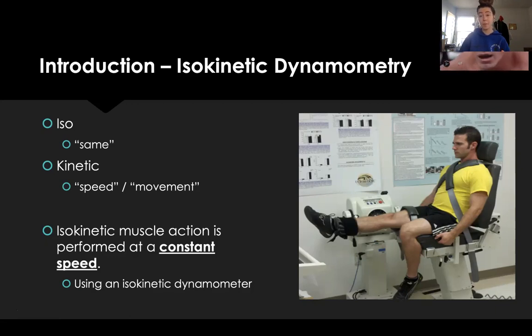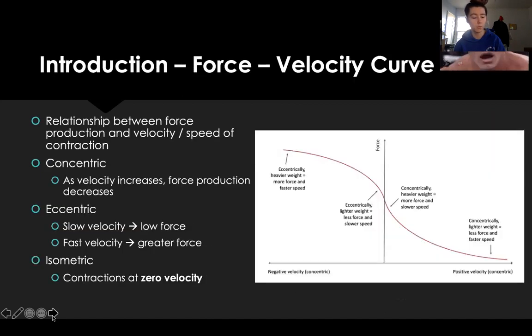isokinetic dynamometers make sure that whatever movement you're doing is performed at the same speed. So it controls for your speed, and it measures the amount of force that is produced while you're doing that movement. And it has a number of different speeds. We'll go more into it when we get into the actual methods of the experiment.